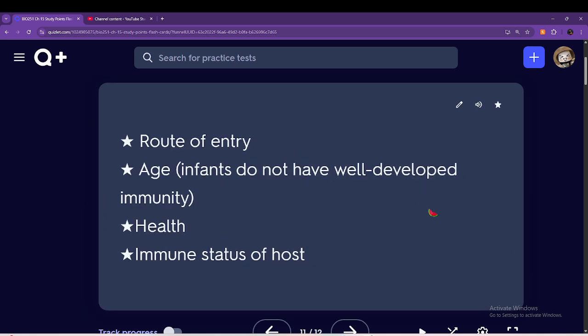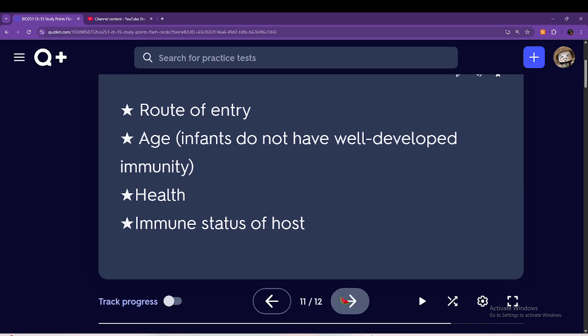And health, if you're an immunocompromised patient, you're going to have a harder time fighting off infections. But if you're a healthy adult that works out often, eats healthy, you're less likely to be affected as badly as an unhealthy individual. And immune status of the host, which correlates with health.